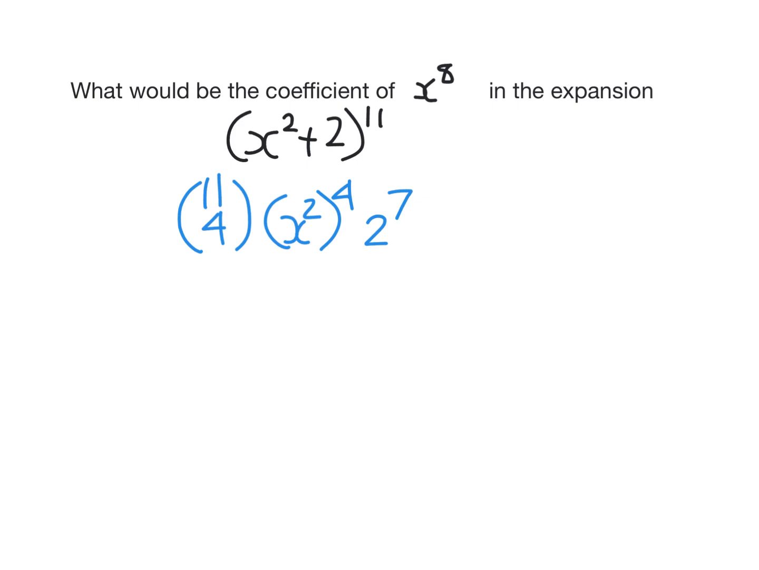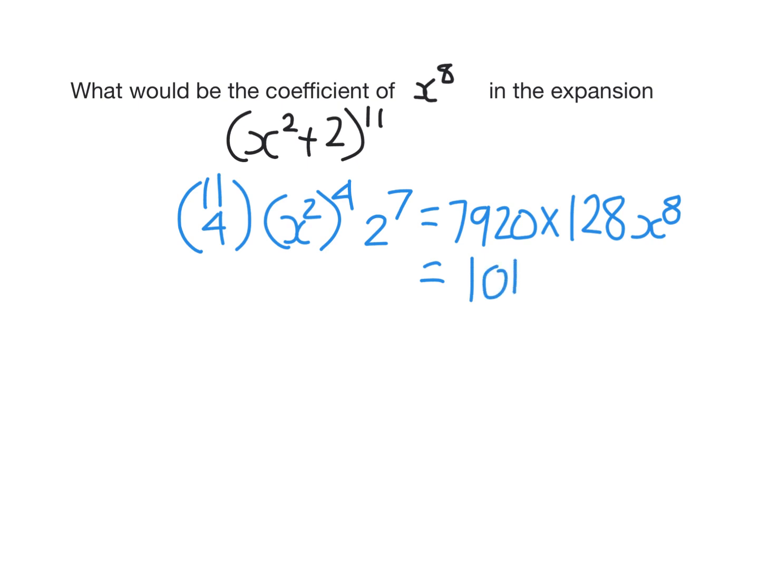So if I expand this out, I get 11 choose 4, which is 330, times 2 to the power of 7, which is 128, times x to the power of 8. So putting this on my calculator, I get 1013760 x to the power of 8. That is the term. So the coefficient of x to the power of 8 is just that number there. How good are combinations for helping us?